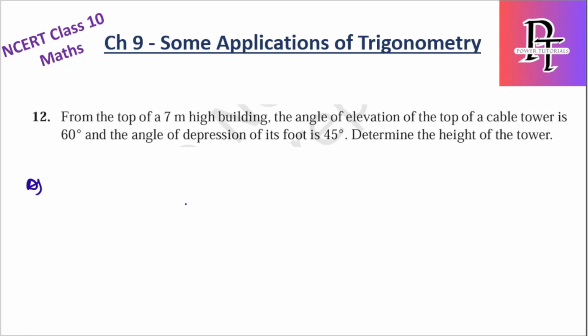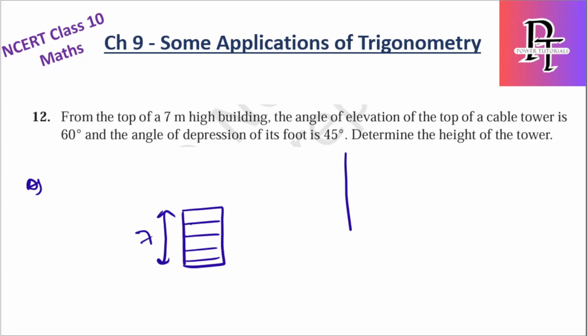One is a 7-meter height building, so we have a building which is 7 meters height. Let's suppose this is the building here, and we have a tower. We don't know the height of the tower. Let's assume this is the tower here. So this is the tower, what they are saying. Let's suppose it's on the same ground.